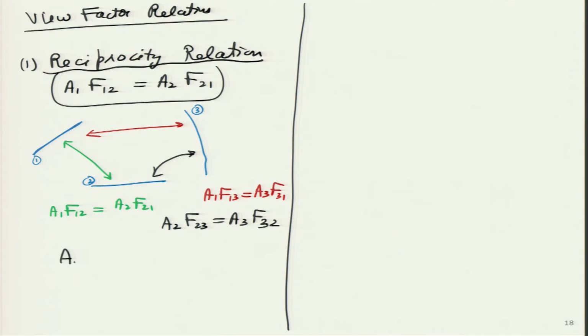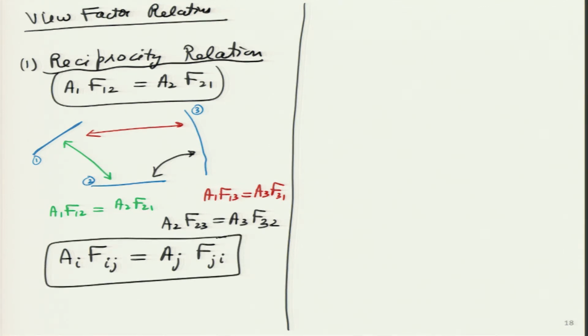So, I can generalize it between any pair of surfaces i and j, and write it in this particular form. So, all these three are correct. Now, what is the use of the reciprocity relation? Let us try and make use of it very quickly. So, we will take one or two simple examples.